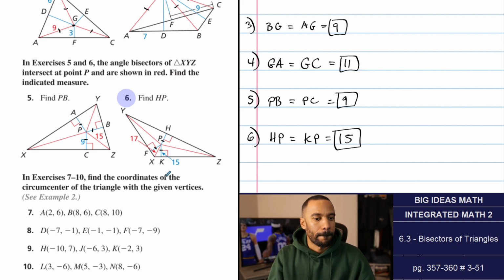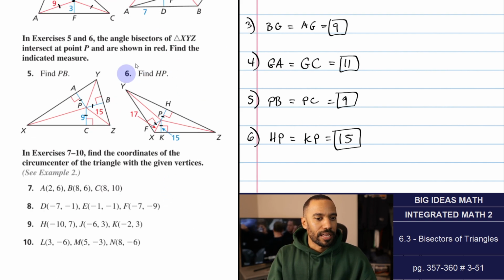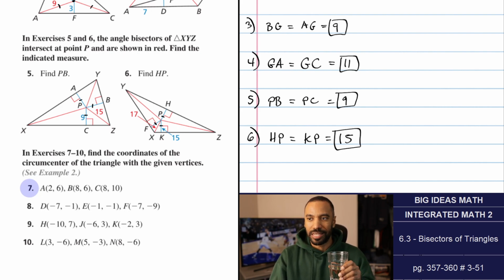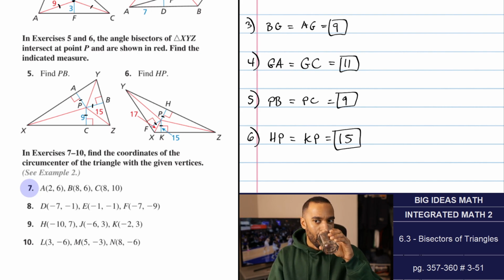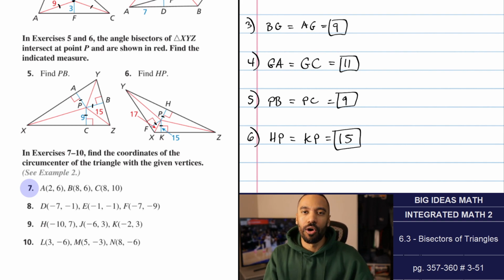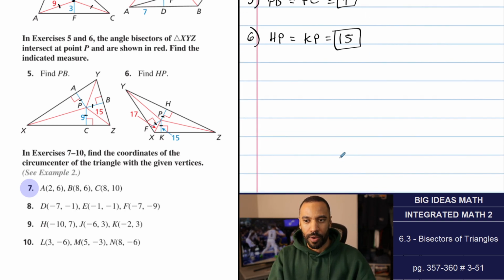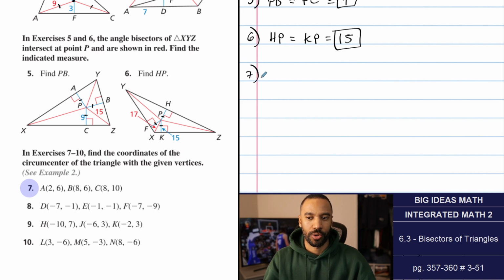Okay, it's number 6. All right, let's look at number 7 through 10, where we will find the coordinates of the circumcenter of the triangle with the given vertices. This can only be helpful with a drawing, with a graph. So I'll attach graph paper as well.